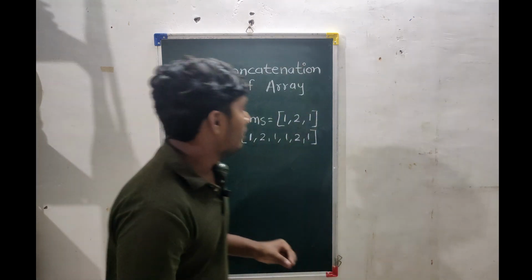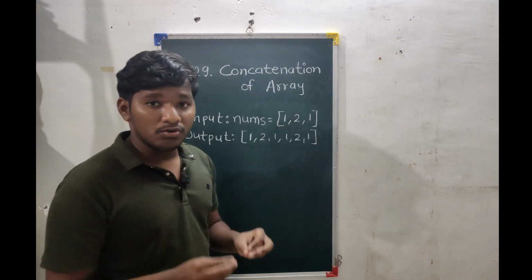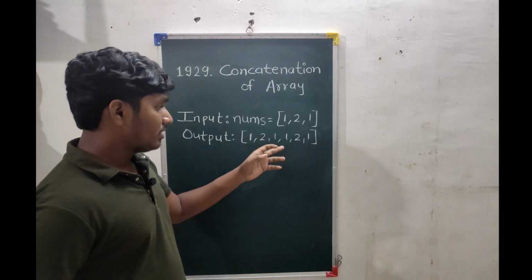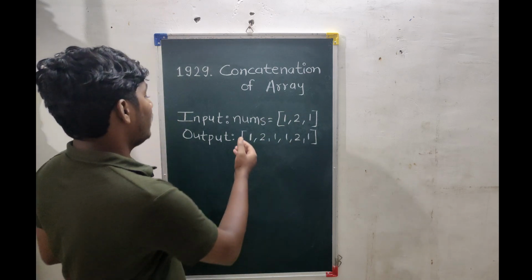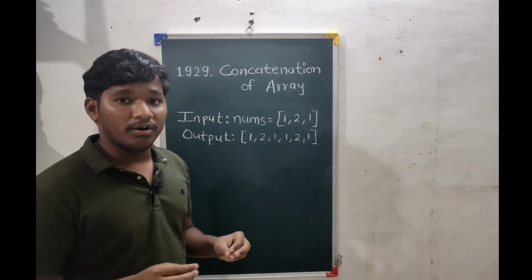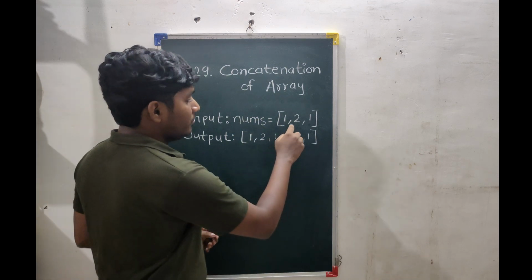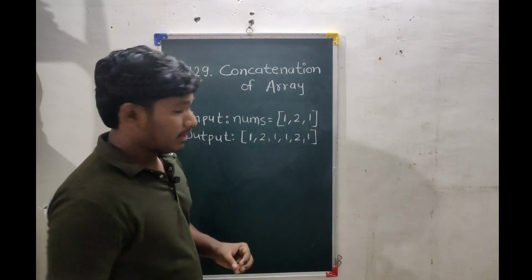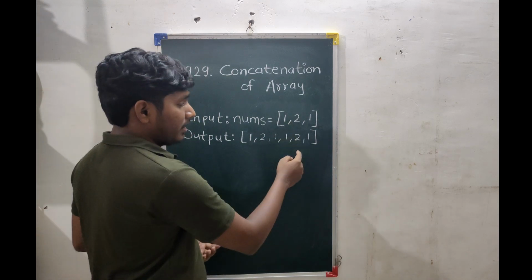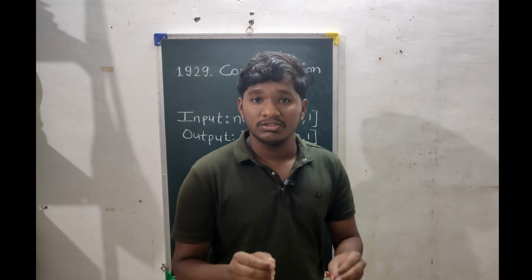Let's see an example. Here we are given a nums array in the input of length 3, and we have to create another array in output of length 2n. The length of the input array is 3, so we have to create an output array of size 6, and we have to concatenate, that means add our nums array twice. Firstly we have 1 2 1 in our input array. So in the output array it is 1 2 1, and again add this nums array 1 2 1. So basically we have created this array. Let's see approaches of this problem.